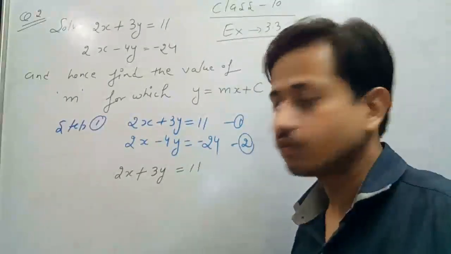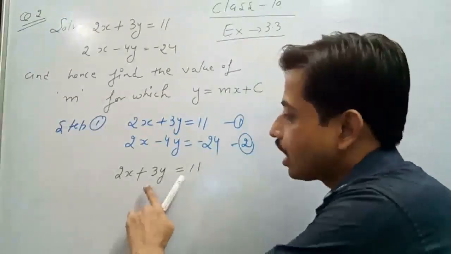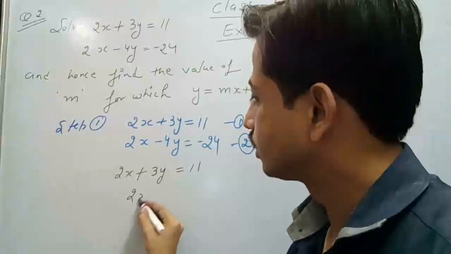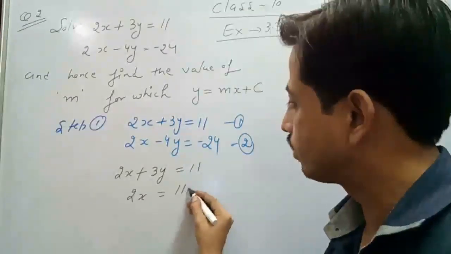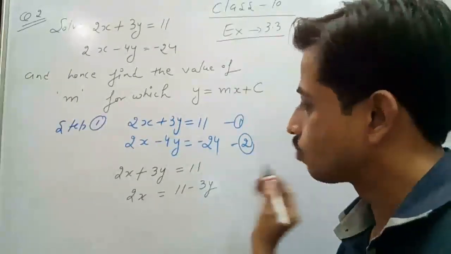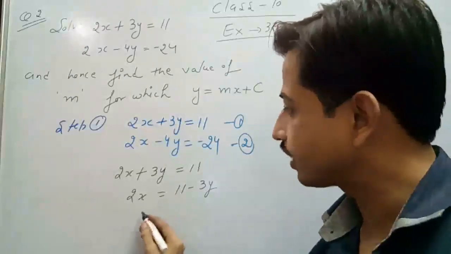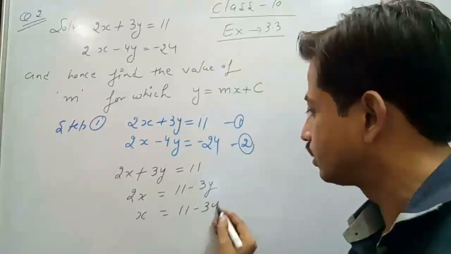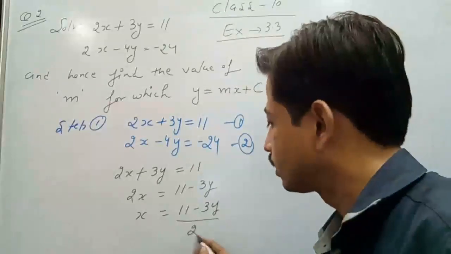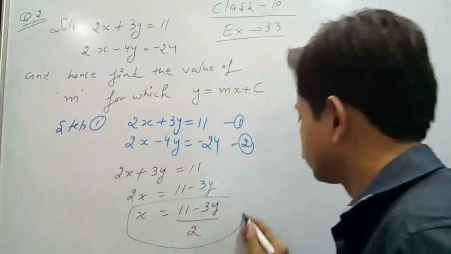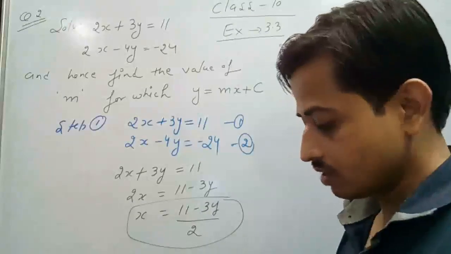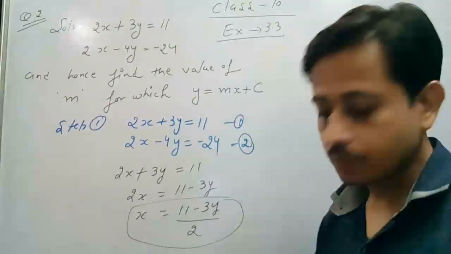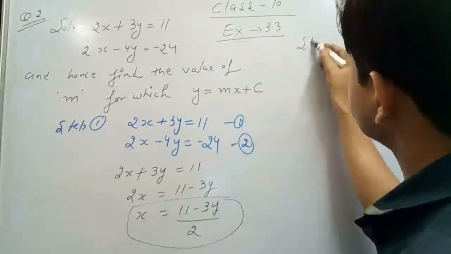Using the first equation, 2x plus 3y is equal to 11, I have to calculate the value of x, so I take 3y to the right hand side. What do I get? 2x is equal to 11 minus 3y. Now what will be the value of x? x is equal to (11 minus 3y) divided by 2. This is our first step. Now the second step.